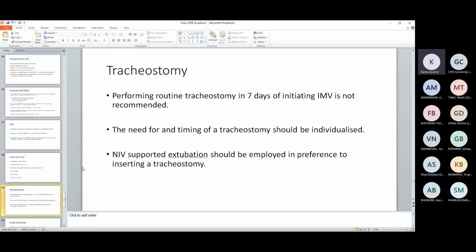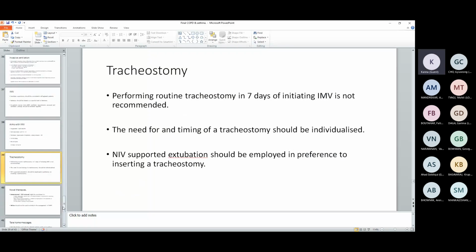So routine performance of tracheostomy in COPD patients within 7 days or after 7 days is not recommended. So we should try to support with NIV. That is a more preferred technique for weaning rather than going straight away for tracheostomy.